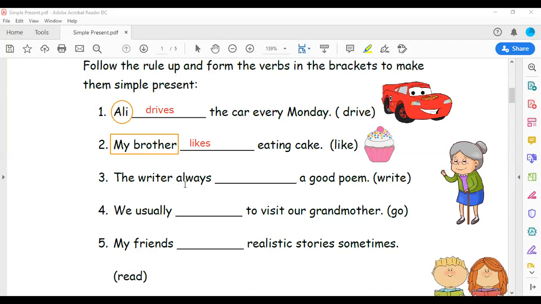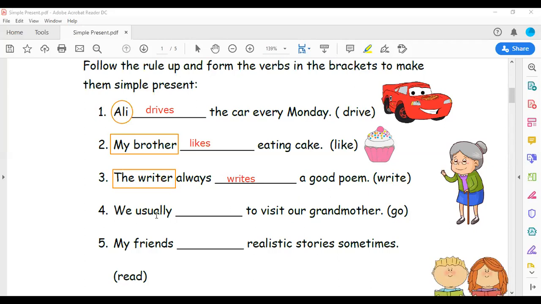Number three, the writer always a good poem. And I have write. Okay. Where is the subject? The subject is the writer, right? And the writer is what? Singular or plural? Singular. Bravo. So what do I do here? I add s to the verb write. It becomes writes. The writer always writes a good poem.